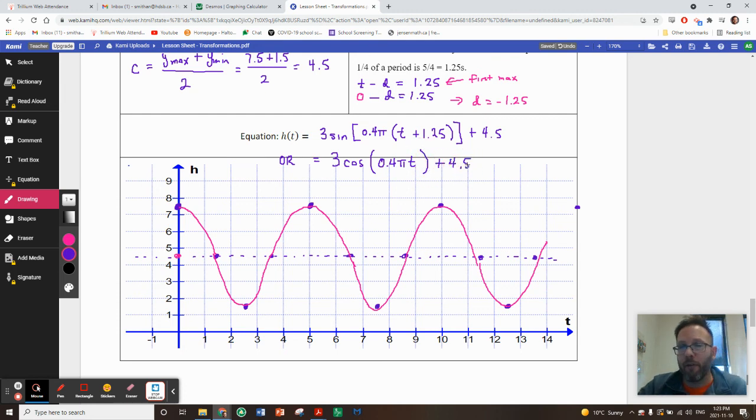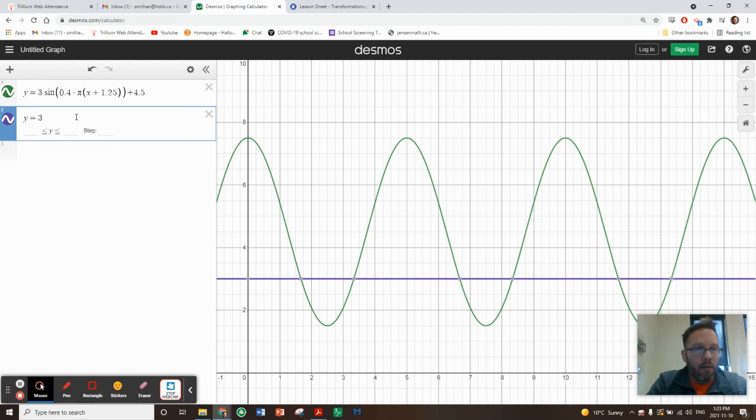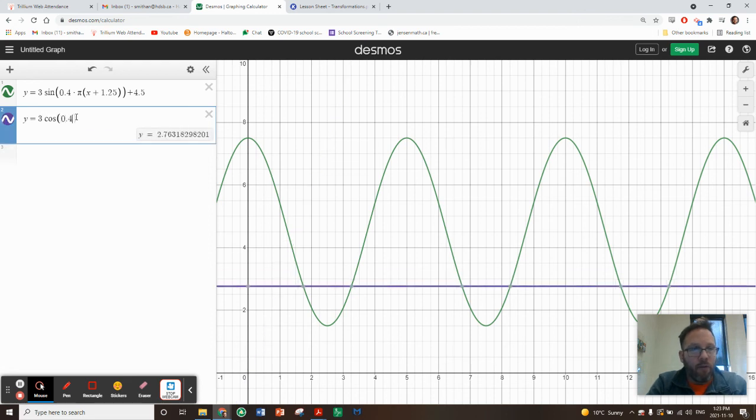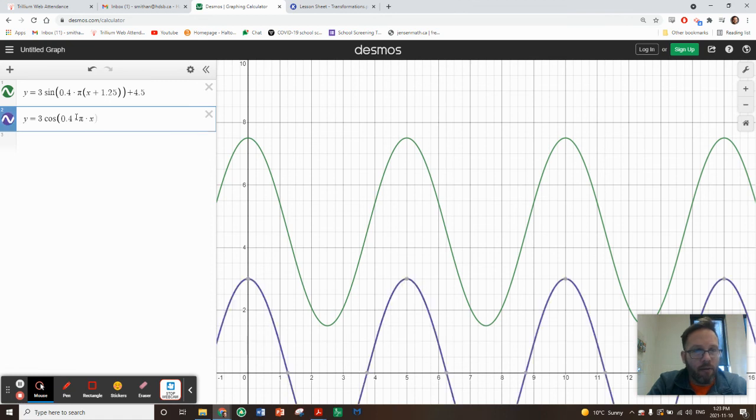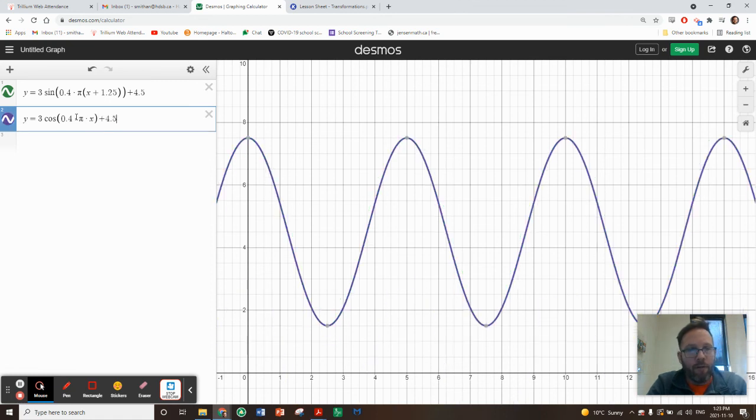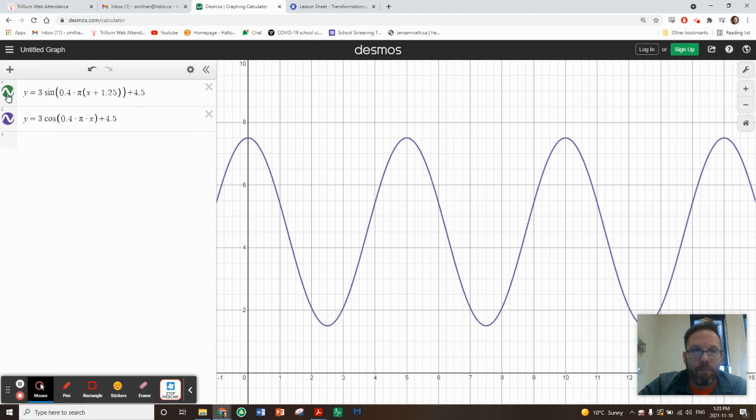And for the last thing I do, guys, I'll just plug this into Desmos as well. 3 times cosine 0.4 times pi times x, and then plus 4.5. You can see you get the exact same function. All right. So yeah, pretty neat.